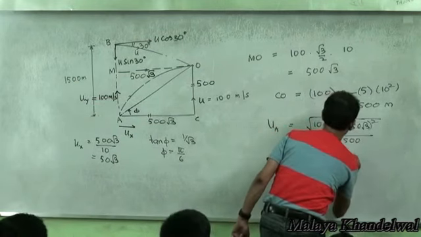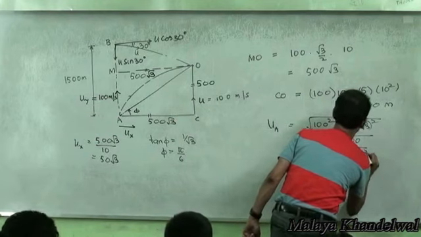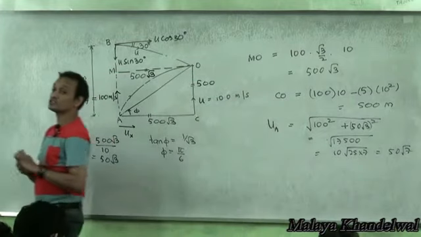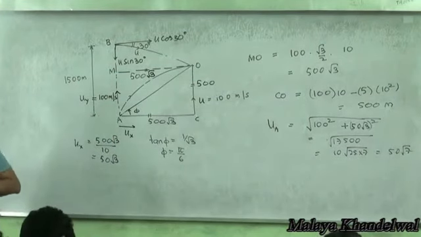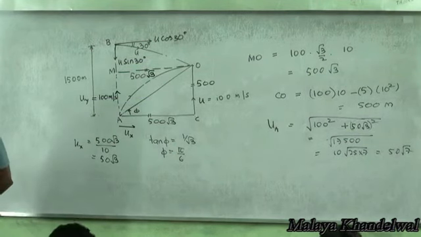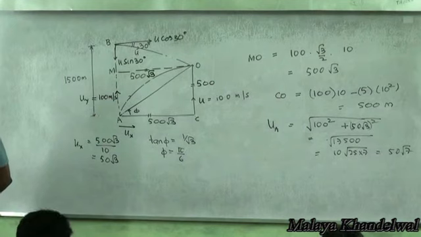So 10 into 25 into 7. So 50 root 7. 50 root 7 must have been the velocity of A at the instant of launch. At the instant of launch. Yes or no? I hope all of you are comfortable with everything that I've said. Right?